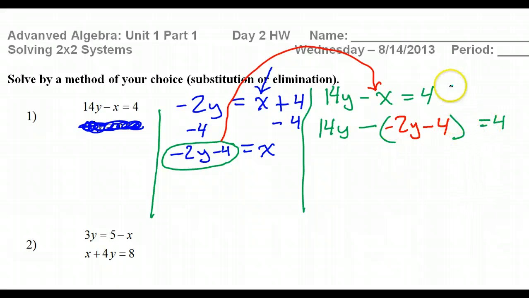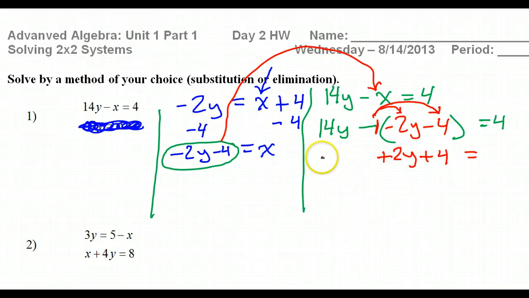Now, the parentheses are very helpful because hopefully they will remind you that you need to do the distributive property right now. See this minus sign? You really want to treat it like it is a negative 1. So negative 1 times negative 2, a negative times negative is positive. Negative 1 times negative 4 is a positive 4. So then we'll have, bring down our 14y plus 2y plus 4 equals 4. You must distribute the negative sign, and that's going to become a positive 4.